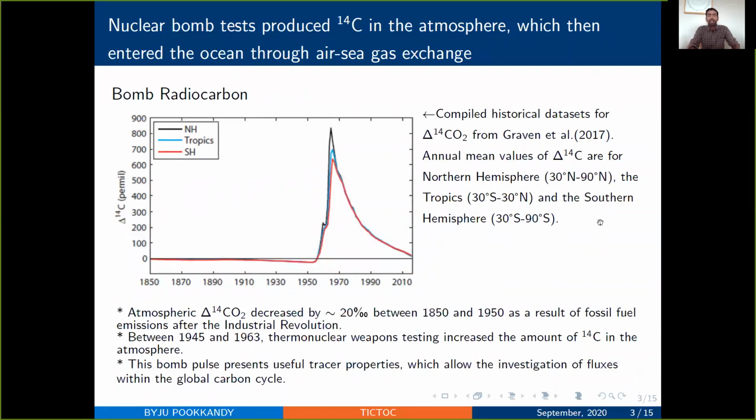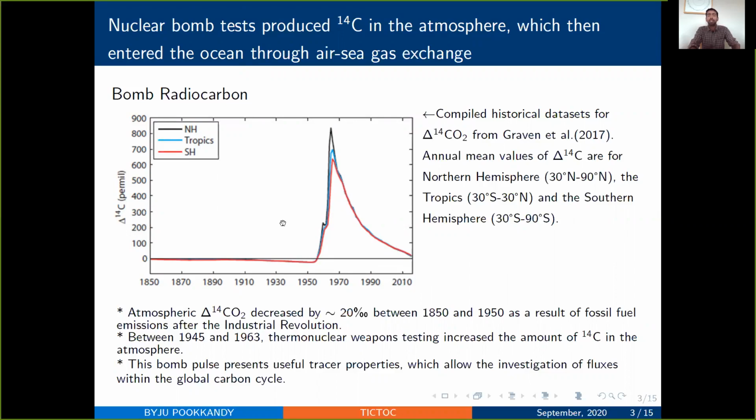Nuclear weapon testing added a large pulse of C14 to the atmosphere. This figure shows the compiled records of historical data sets of annual mean values of atmospheric radiocarbon from Graven et al. Atmospheric delta C14 decreased by approximately 20 per mil between the 1850s and 1950 as a result of fossil fuel emission after the Industrial Revolution.